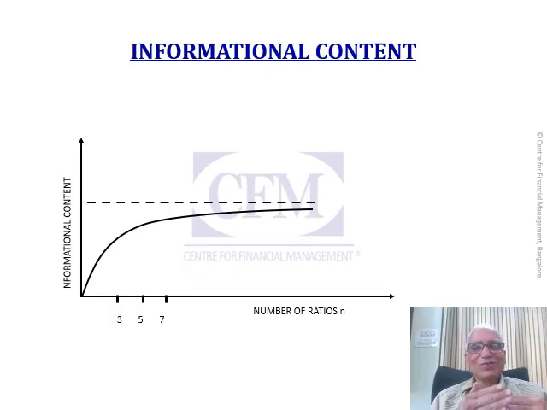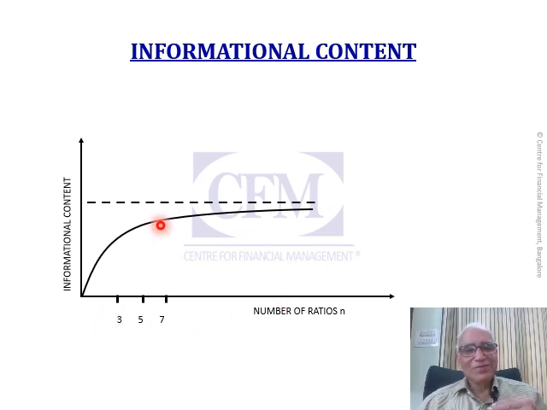Here is a graph which shows the relationship between number of ratios and informational content. If you look at this graph, you'll find that most of the information found in financial statements can be extracted with the help of 7 well-chosen ratios. If you add more and more ratios, you are not likely to get much additional information content. On the contrary, you may be confused and confounded. In fact, it becomes dysfunctional beyond a certain point to add more ratios.